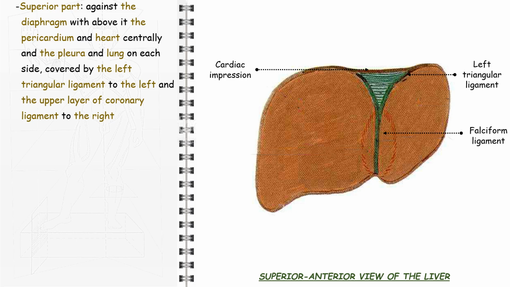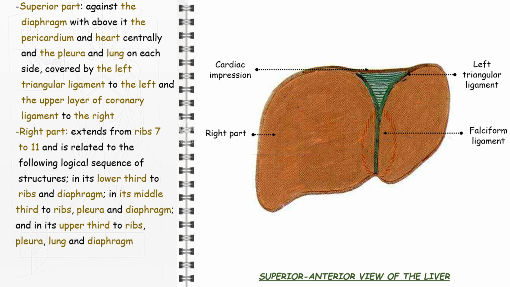The right part extends from the 7th rib to the 11th and is related to the following logical sequence of structures: in its lower third to ribs and diaphragm, in its middle third to ribs, pleura and diaphragm, and in its upper third to ribs, pleura, lung and diaphragm.